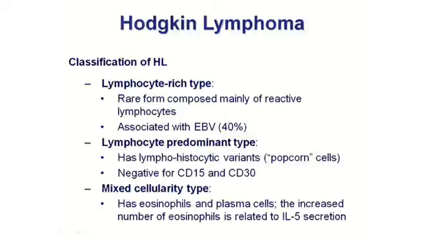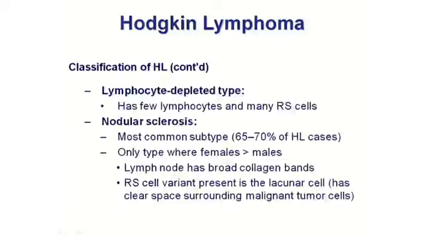With the mixed cellularity type, you're going to have eosinophils and plasma cells and other types of inflammatory cells associated with your Reed-Sternberg cell and associated with our IL-5 secretion. Now, with the lymphocyte depleted type, this one is going to have few lymphocytes and many Reed-Sternberg cells, so it's going to have the worst prognosis.